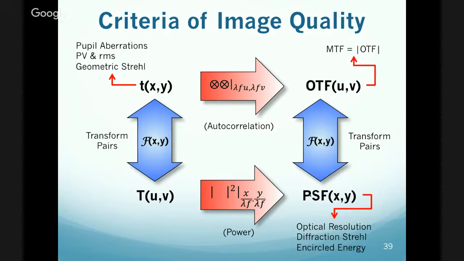That gives you the pupil aberrations. It gives you peak to valley, RMS, the geometric Strehl. That gives you sort of the optical quality. And if you take the convolution, the autocorrelation of that function with its complex conjugate, you get the OTF. And the OTF, the optical transfer function over there in the upper right, gives you the MTF. It also gives you the PSF.